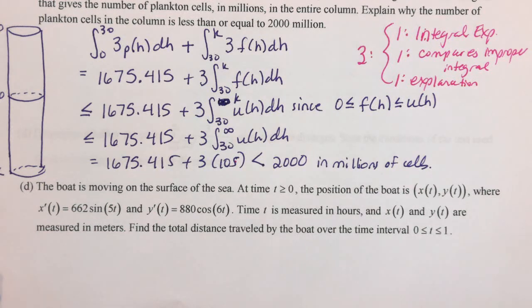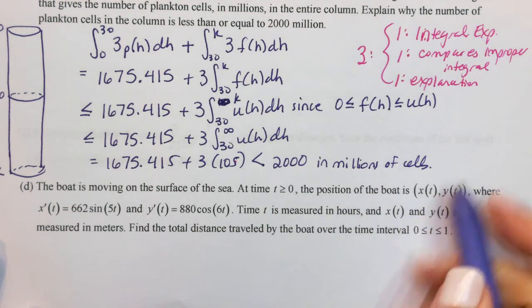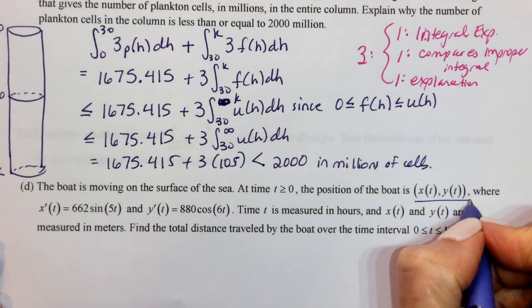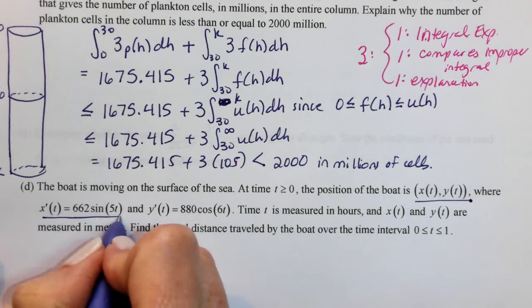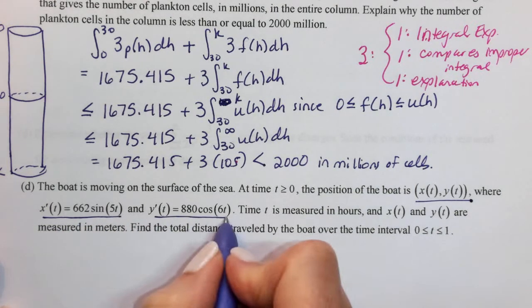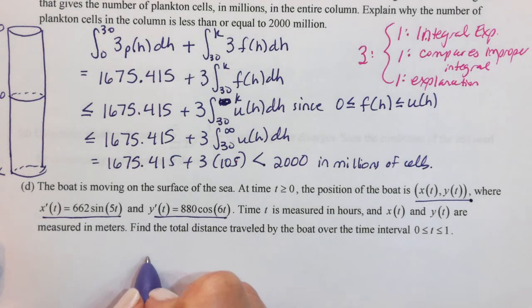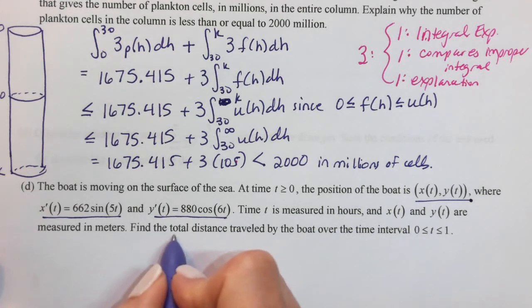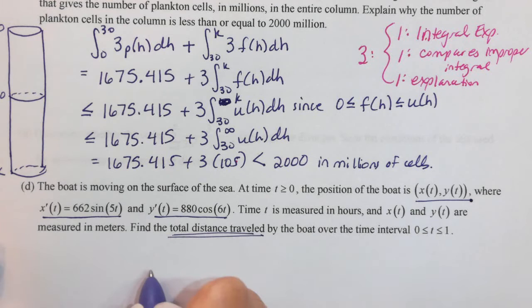Part D. A boat is moving on the surface of the sea, and at time t greater than or equal to 0, the position is x of t, y of t. So all of a sudden I see that I'm in a parametric equation problem. X prime is this, y prime is that. Time is measured in hours. Find the total distance traveled. That's just a formula. All of a sudden, this part is going to be easy if you know that formula.